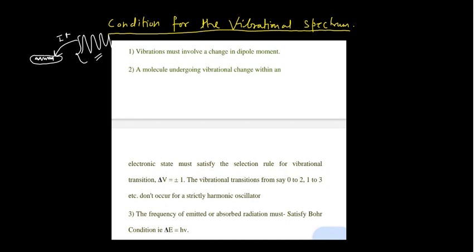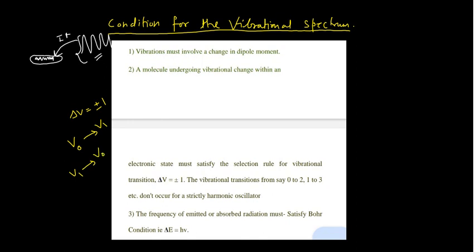So in IR spectroscopy, the selection rule is that your vibrational quantum number will change only by one unit, one up or one down. This point is very important for you. Delta V equals plus or minus 1. That means if your molecule is in the zero vibrational state, it can go to V1, and if it is in the first vibrational state, it can fall down to V0.